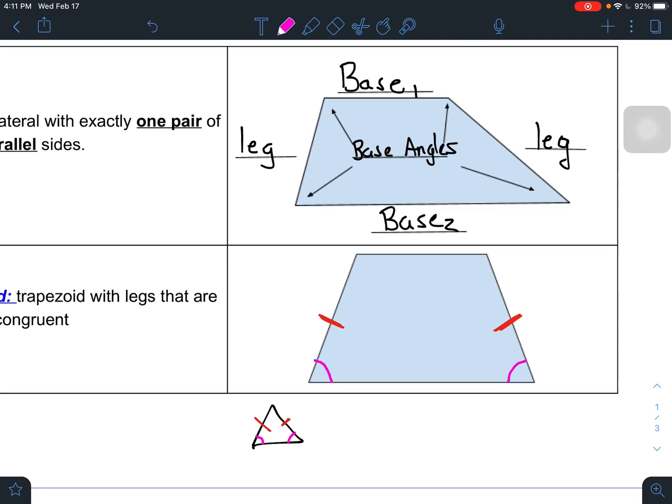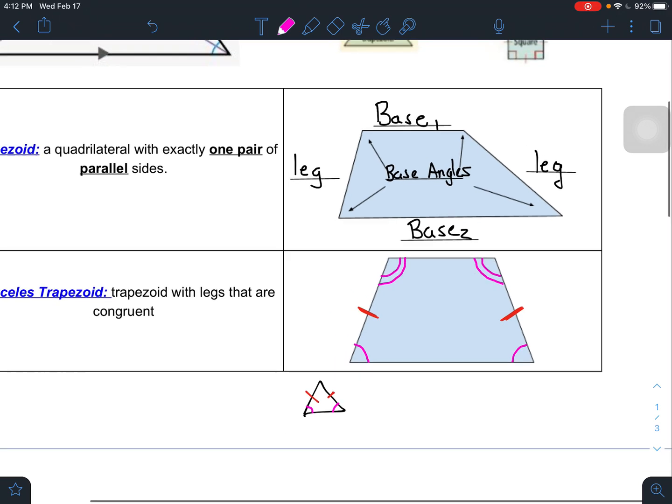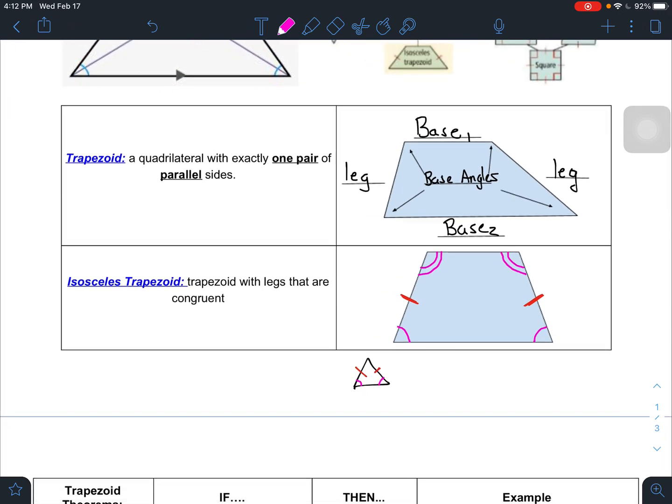But remember how we have two bases. The two angles on the bottom base are congruent, but so are the two on the top. They're not congruent to each other, the top one is not congruent to the bottom one, but they do have another pair of angles that are congruent: the one on the left and the one on the right.